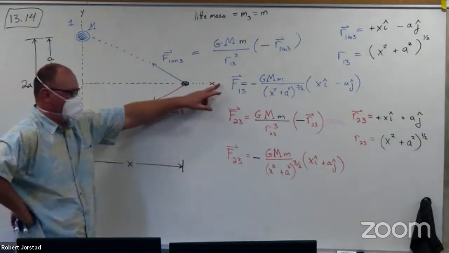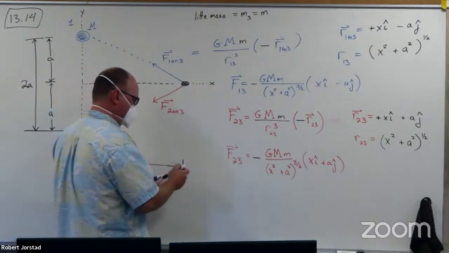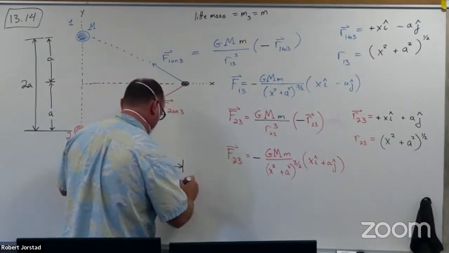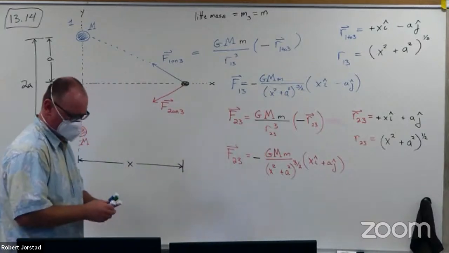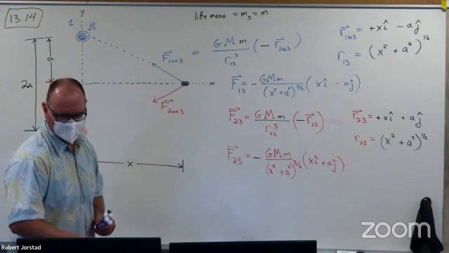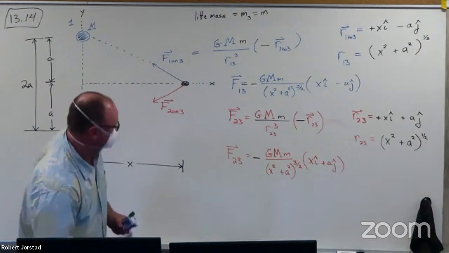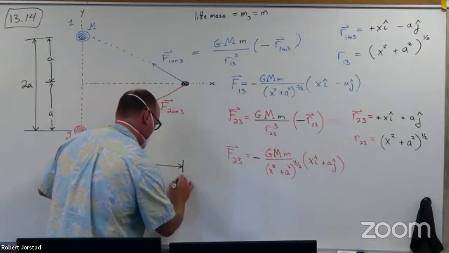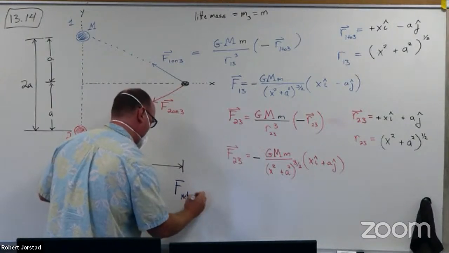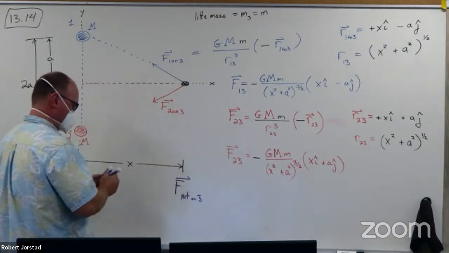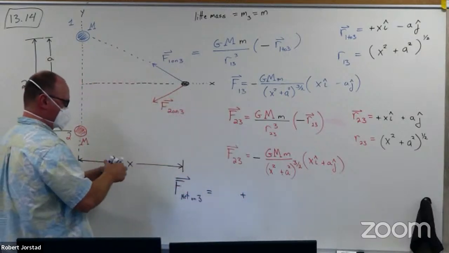If I get the net force on 3, checking what color I used. Whatever. Vector. That should equal these two added up.